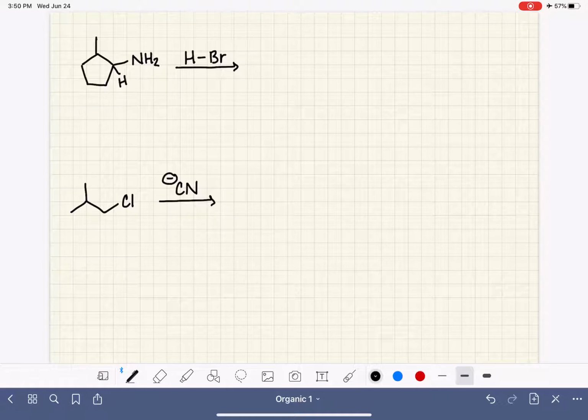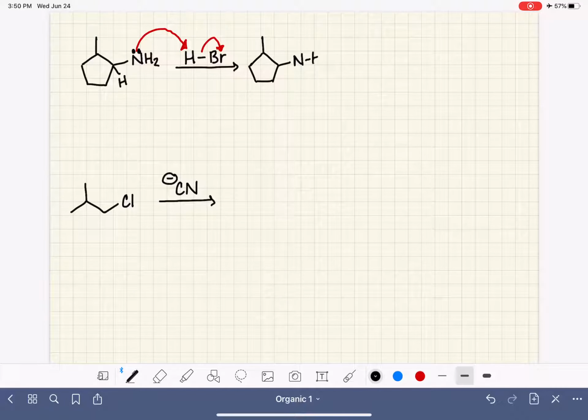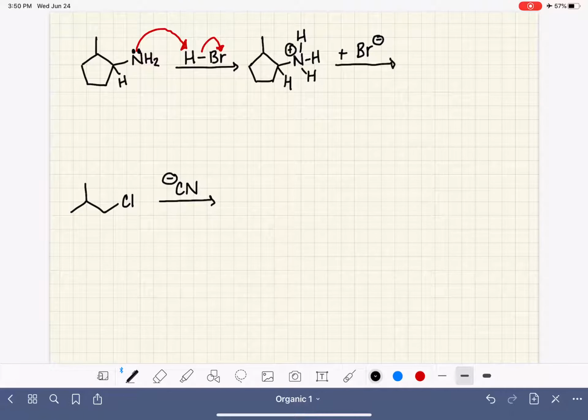This is a bad leaving group, and we're going to turn it into a good leaving group by protonating with an acid. There is a lone pair of electrons on the nitrogen that can be used for that protonation. So let's draw a picture of what that looks like. Now we have added a third hydrogen to that nitrogen, so it's positively charged, and we have an extra bromide ion hanging out after the protonation is done.